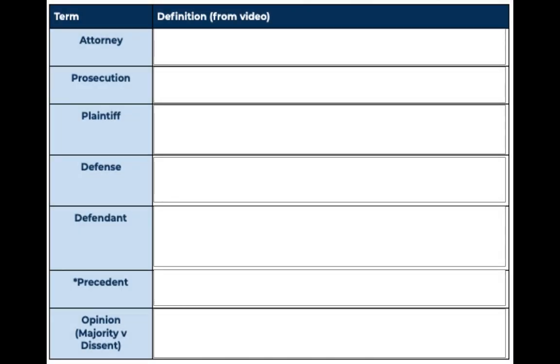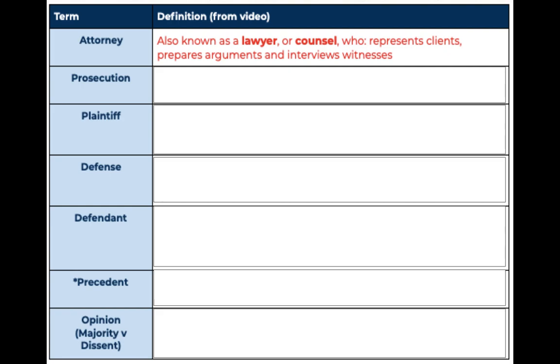All right, so before we jump in, I need to give you some background terminology, which by the way, you should have seen in your Tinker versus Des Moines reading. I sort of sent you in there blind, and a lot of your annotations and questions that I saw in there were about some of these terms. So I'm going to answer some of those questions here. Okay, number one, attorney. What is an attorney? An attorney is also known as a lawyer, or in terms of the Bill of Rights, counsel, who represents clients, prepares arguments, and interviews witnesses. So I need you to copy down that definition in the top of that activity.